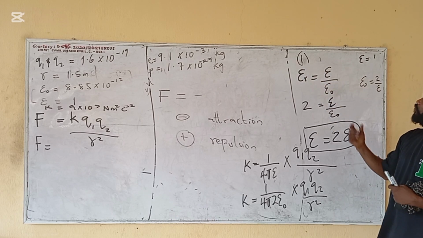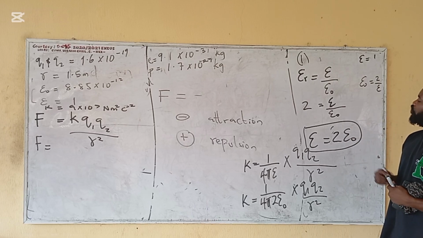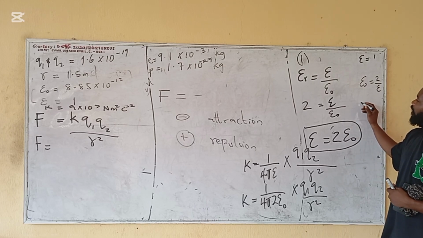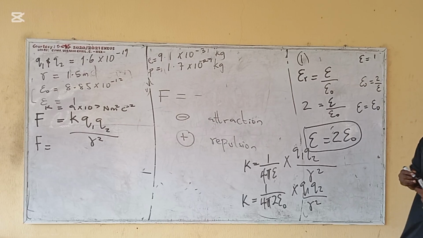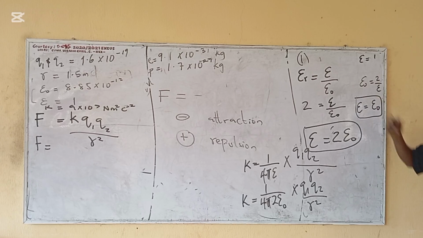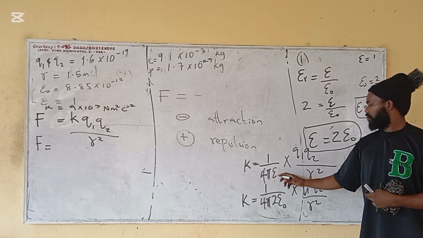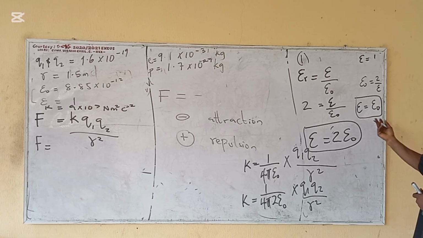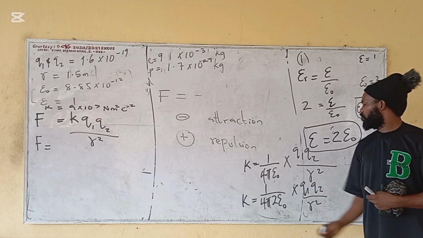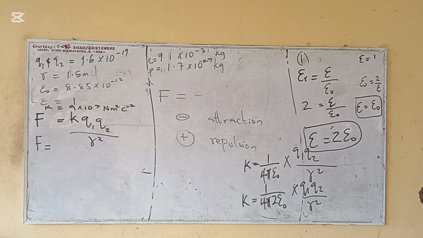So that by the time you equate it, you see that in this case E equals E naught. Are you seeing it? If we replace this now, we have E naught. But where it is given to be 2, if we replace it, we should have 2 E naught. These are simple things that are easy to forget.